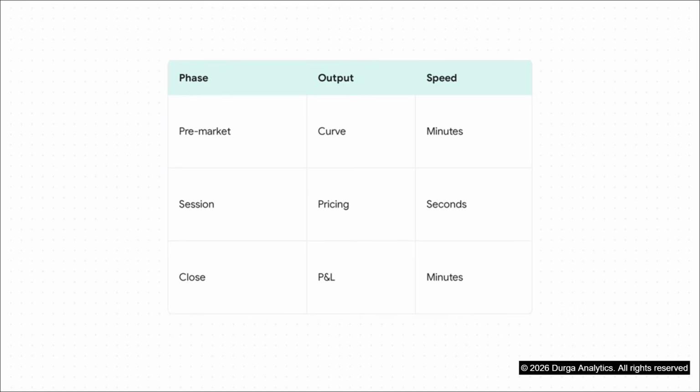But look at the live session. We need fair deal values and position risk. The speed requirement here is seconds, honestly sometimes milliseconds. When a client's on the phone, sub-second latency is absolutely demanded. Then, at the close for end-of-day P&L and risk, we shift back to minutes. Why? Because here, perfect accuracy is required, since these are the firm's official numbers. Knowing which regime you're in totally dictates how you design and optimize your code.